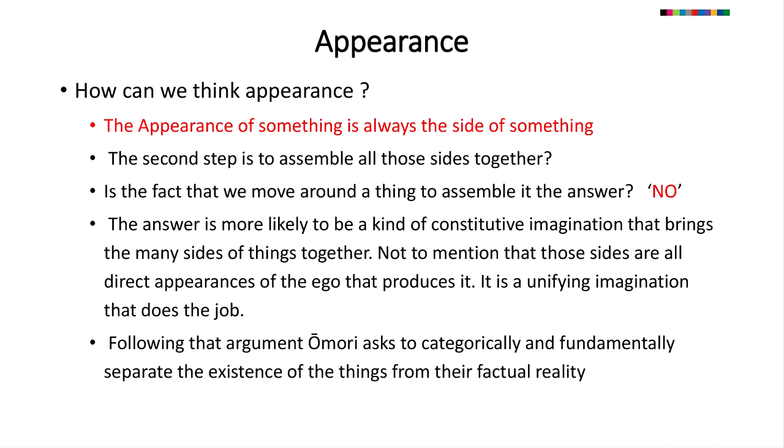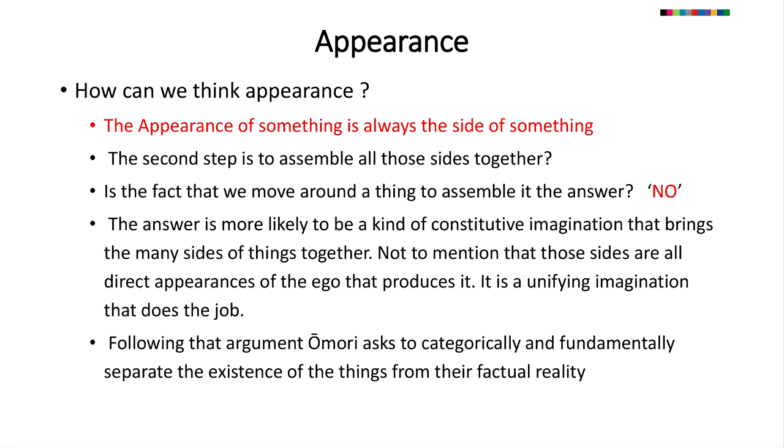Okay. But the second step is to assemble all those sights. What is the second step to assemble all those sights together? Is the fact that we move around the things to assemble them the answer? No, of course, because if we move around a desk, I might move and have a different image of a desk and then a different image of the desk. That's not the desk. Okay.